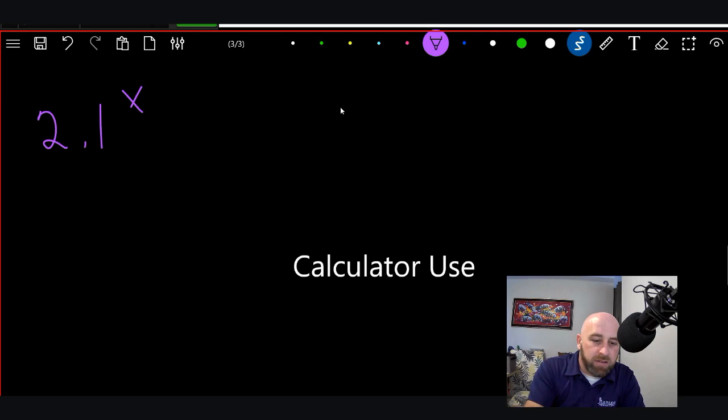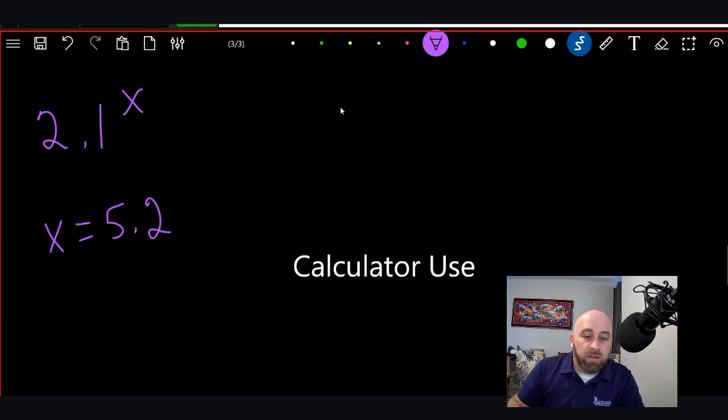The base is 2.1 to the x. And then it says in the next column that the value of x equals 5.2. The value of x equals 5.2. Now this should give us a value.